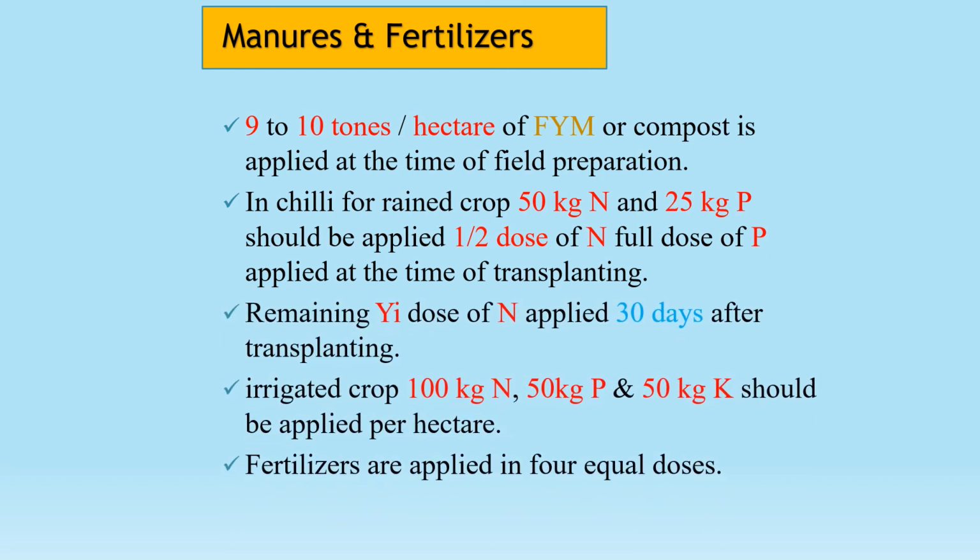And you can observe the irrigated crop should have 100 kg of nitrogen, 50 kg of phosphorus and 50 kg of potassium applied per hectare, and fertilizers are applied in 4 equal doses. And this is the main important thing for the crop to maintain the fertility, and for the nutritional purposes the manures and fertilizers are very important to any crop.